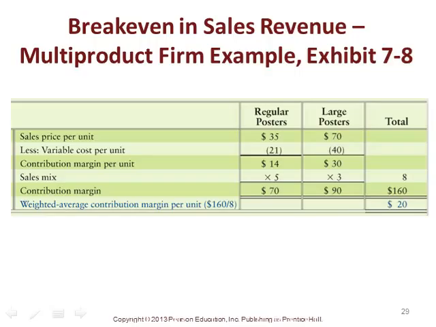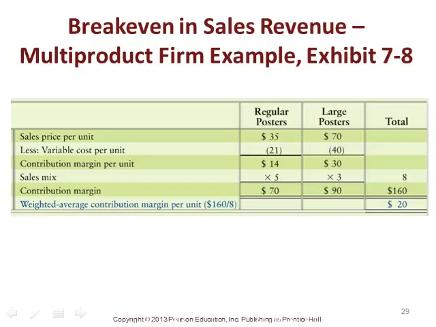So using the same K's e-tail posters that are given in Exhibit 7.8, we see that we have a sales price. K produces two posters, regular posters and large posters. The sales price for a regular poster is $35, for a large poster is $70. The variable cost for regular is $21, yielding a contribution margin per unit of $14. And the variable cost for large posters is $40, yielding a contribution margin per unit of $30.